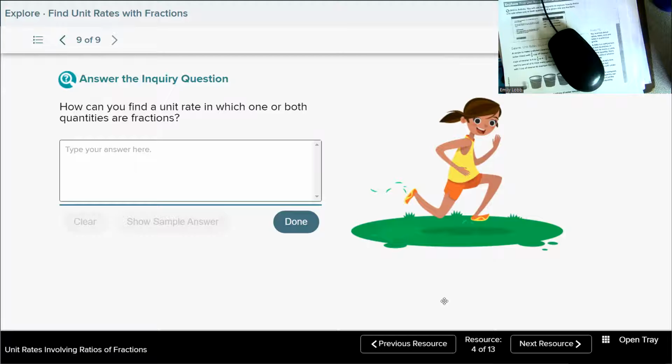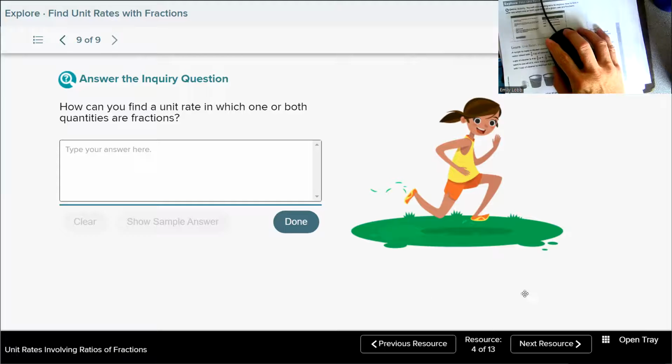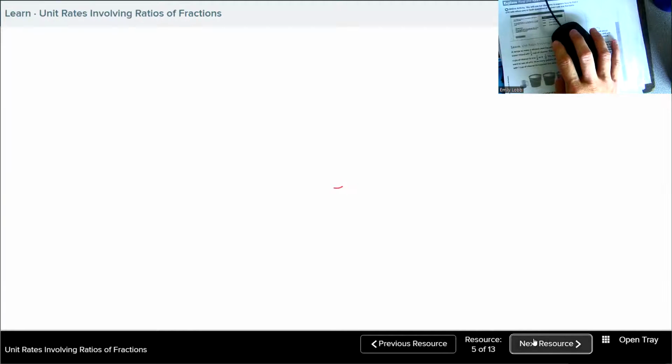So how can you find a unit rate in which one or both quantities are fractions? Think that through. So how could we do that, right? We could draw a picture, you can use a bar graph. How we did it when the first quantity was a fraction. We might do it differently when the second quantity is a fraction, but we might also be able to draw a picture and draw that out to figure out the arithmetic there, okay?